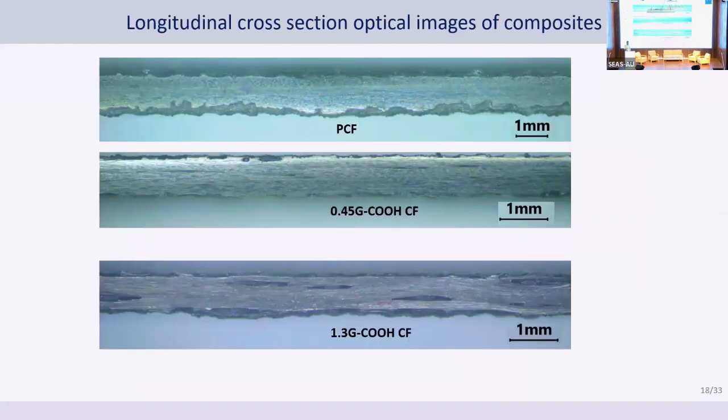So these are the composites. First one is a PCF, pristine carbon fiber composite, then 0.458% deposited composite and 1.38% deposited composite. So the 1.38% deposited composite shows some voids. That may be because of the obstruction of the graphene particles during the infusion of the epoxy using the VARTM method.